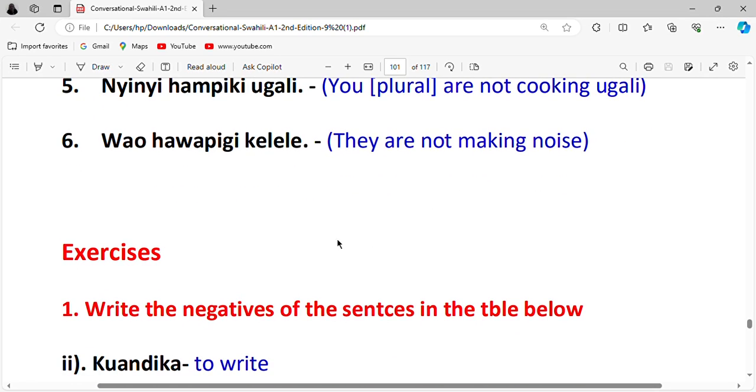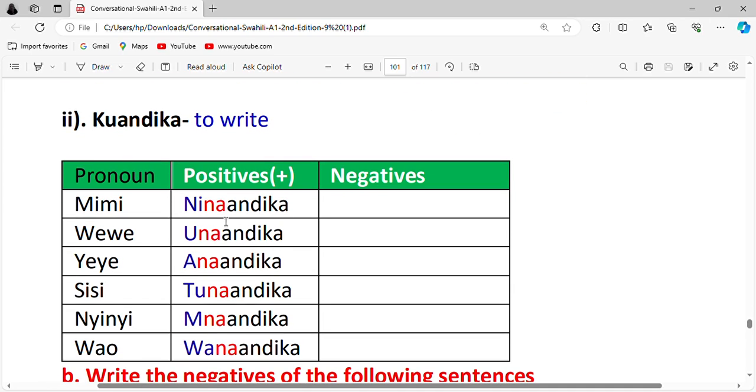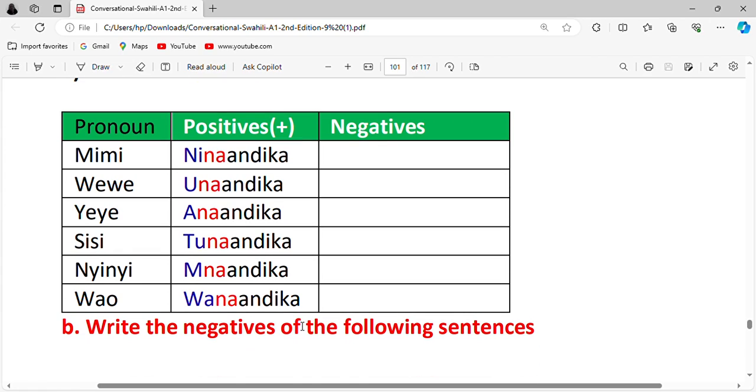We have another exercise here. Write the negative sentences in the table below. The verb is mimi ninaandika. How do you say I'm not writing? Wewe unaandika. You are writing. How do you say you're not writing? Yeye anaandika. Negate this sentence. Sisi tunaandika, we are writing. Nyinyi mnaandika, you all are writing. Wao wanaandika, they are writing.